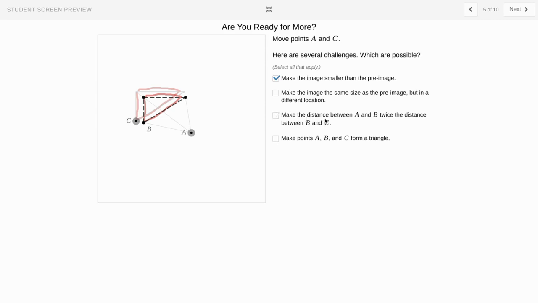Make the distance between A and B twice the distance between B and C. Yeah, I can do that. So there's B and C there, and I'd say that's about twice the distance as that. So I can do that. Make points A, B, and C form a triangle. Can A, B, and C form a triangle? No, it looks like A, B, and C all have to stay on that same line. So it doesn't make a triangle. So that doesn't work. So it's just these 1 and 3.